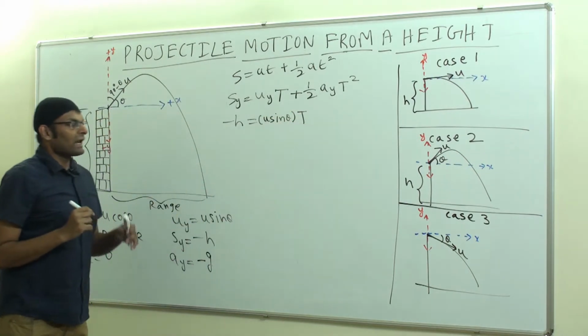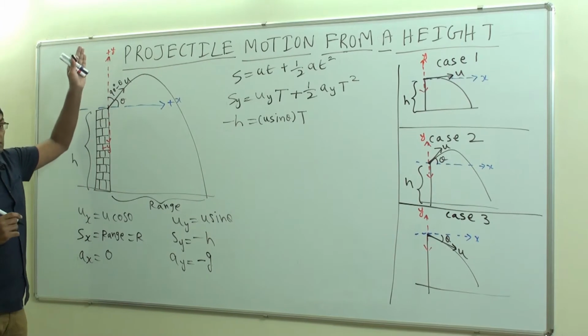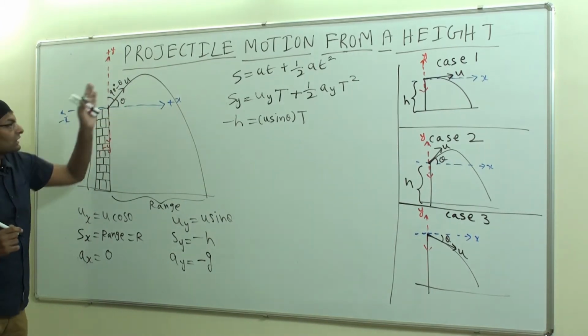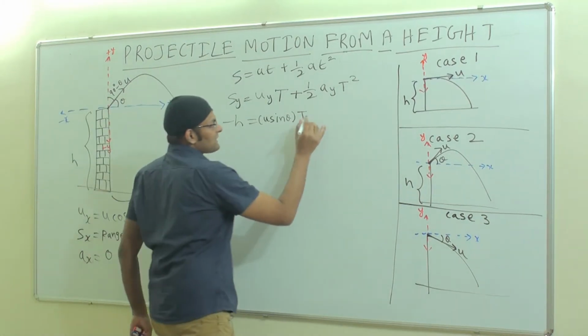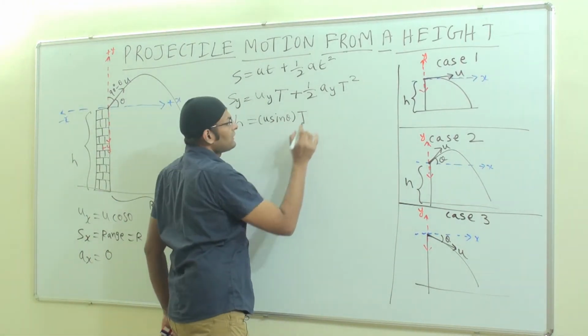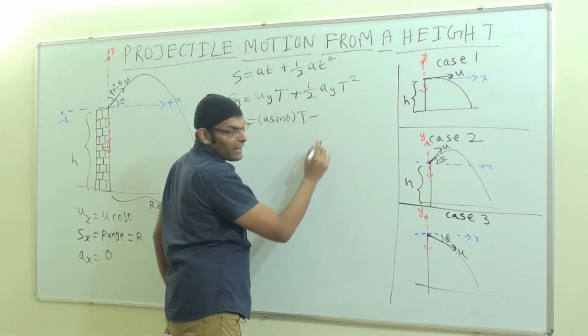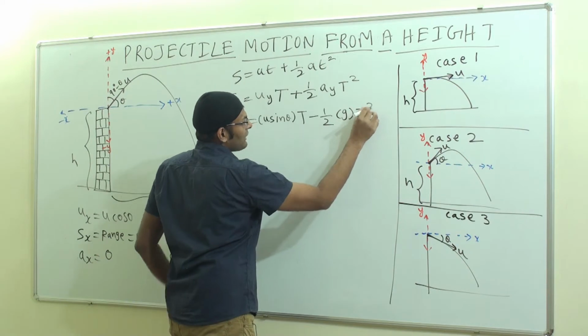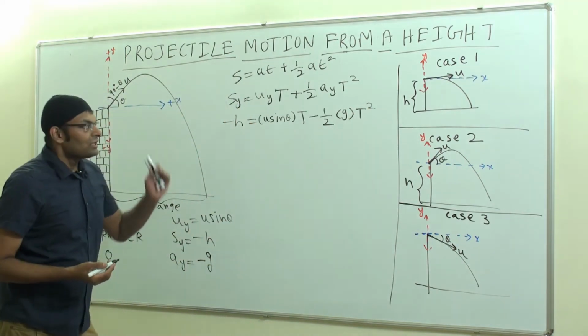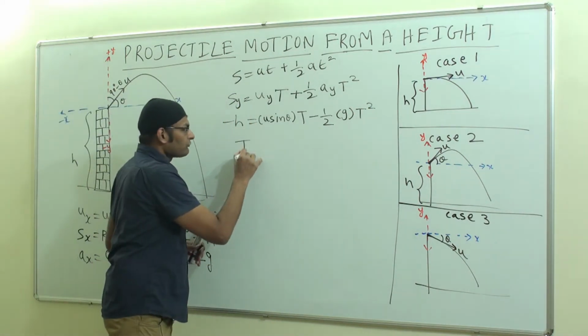Now the one important aspect you should see is that u cos theta is in the positive x direction, and u sin theta is in the y axis. So I am writing plus u sin theta. Then here ay is minus g, so we get 1 by 2 g t square. Now this is a quadratic equation. Solving it, you will get the value of t.